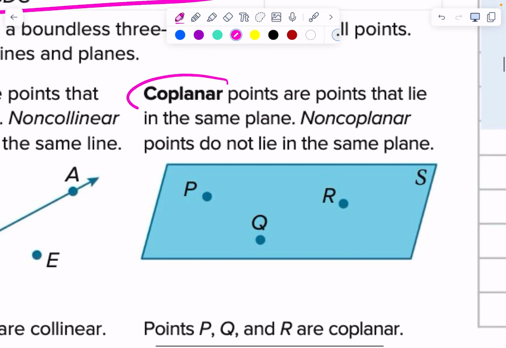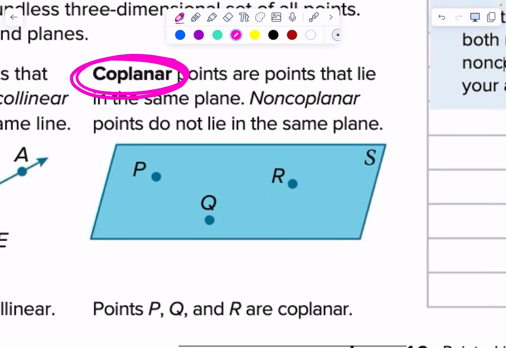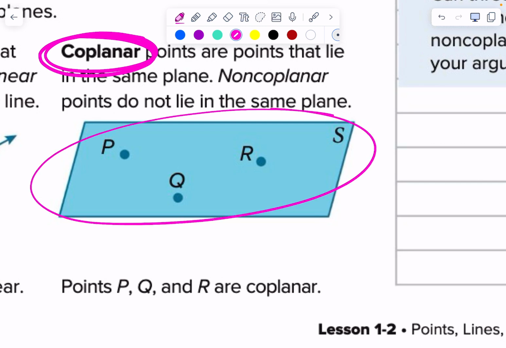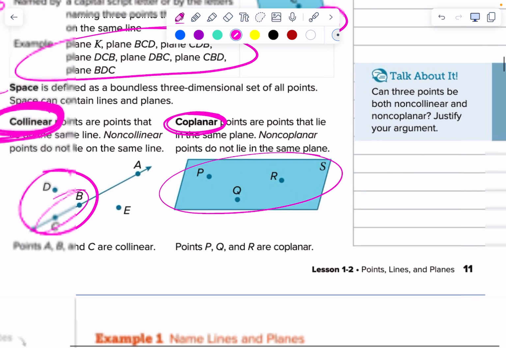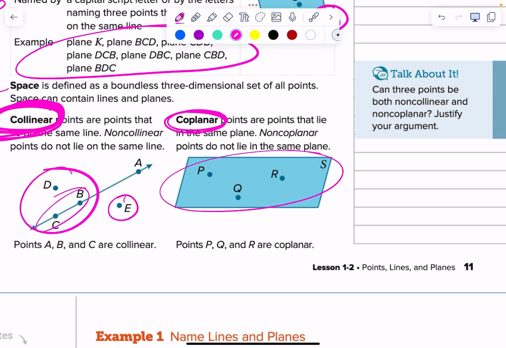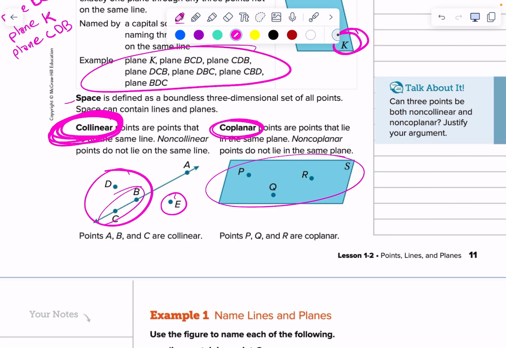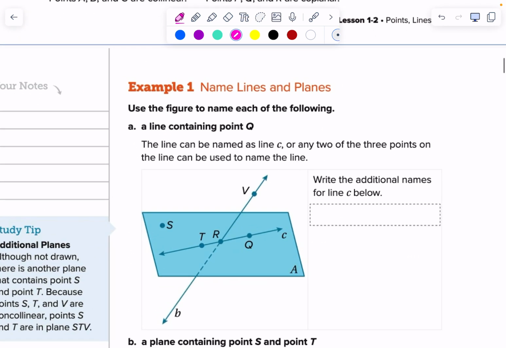Okay? Now, another word is coplanar. Co means same, planar means plane. These points are all coplanar because they all live on the same plane. But let's say E is floating off over here. P and E are not coplanar, true? If these were in the same diagram. Okay, got it? Coplanar, collinear. Same plane, same line. Go to example 1.